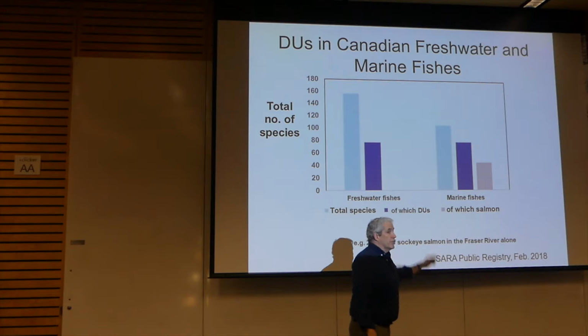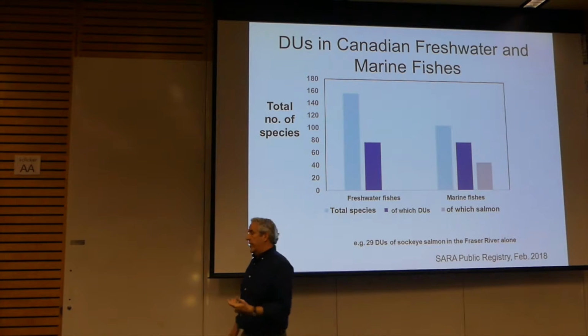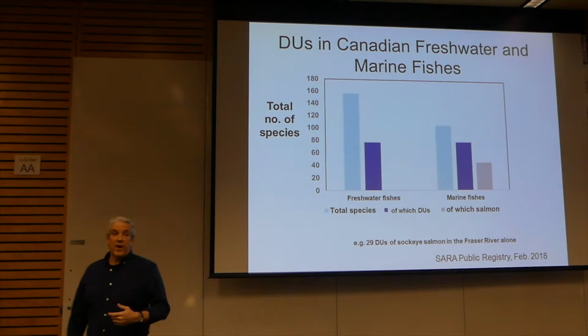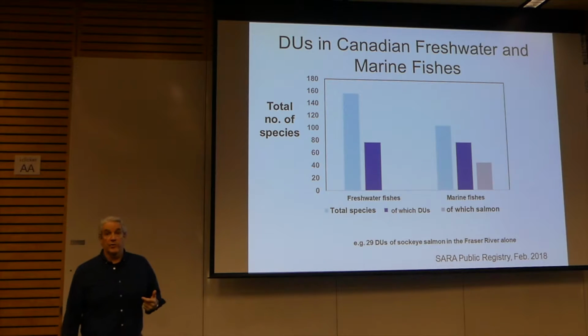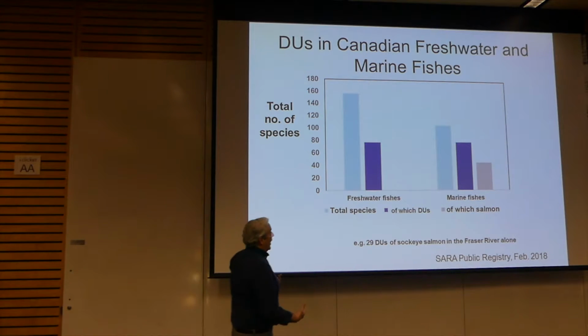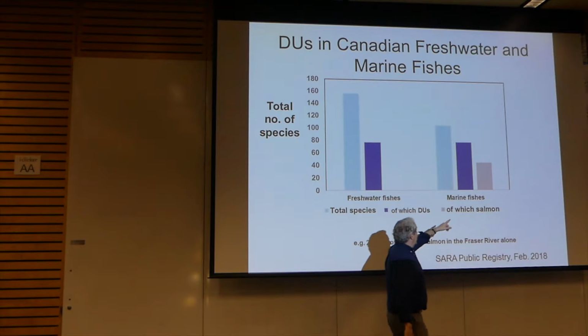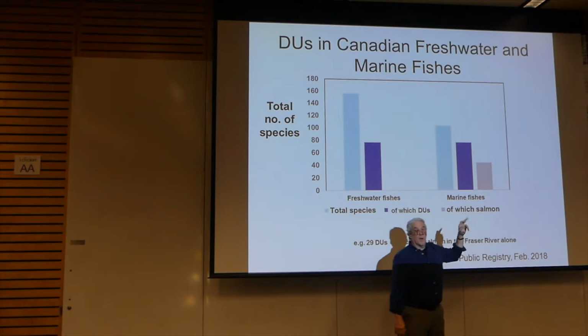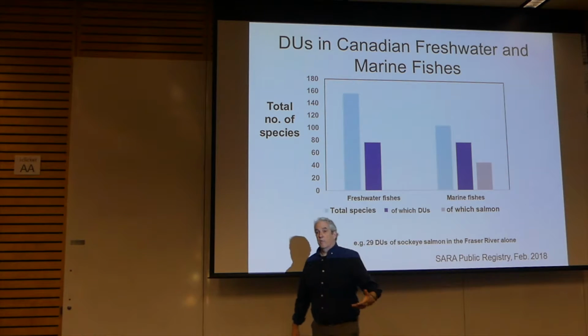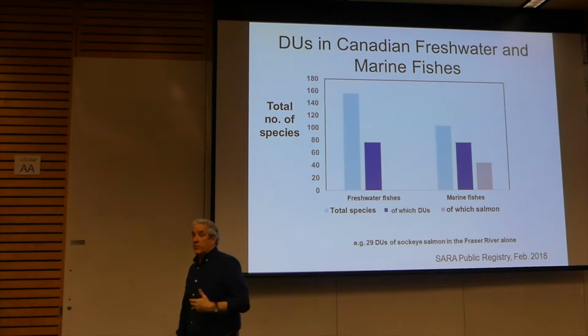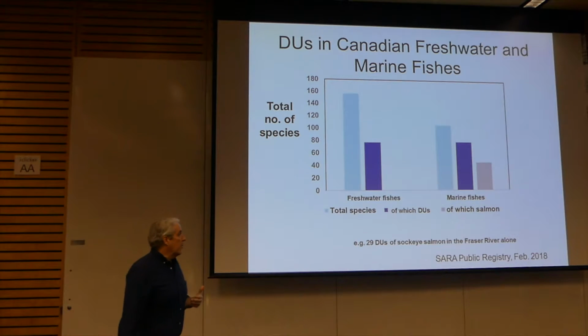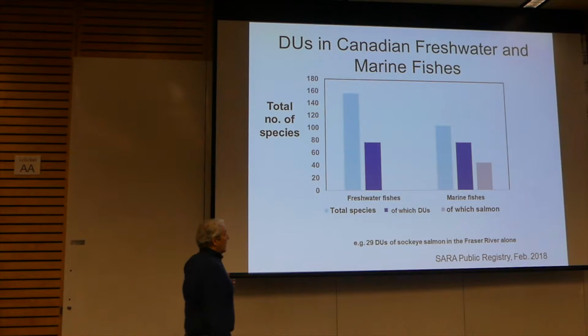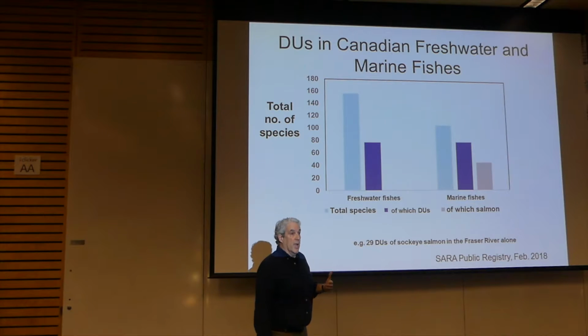In marine fishes, you can see about the same pattern. We've done fewer marine fishes, but an even higher proportion of those are designatable units within a taxon. And the very last column shows the number of the dark blue that are represented by anadromous salmon. So the marine fish group includes anadromous salmon, for reasons that I won't get into. But there are a lot of designatable units in salmon.